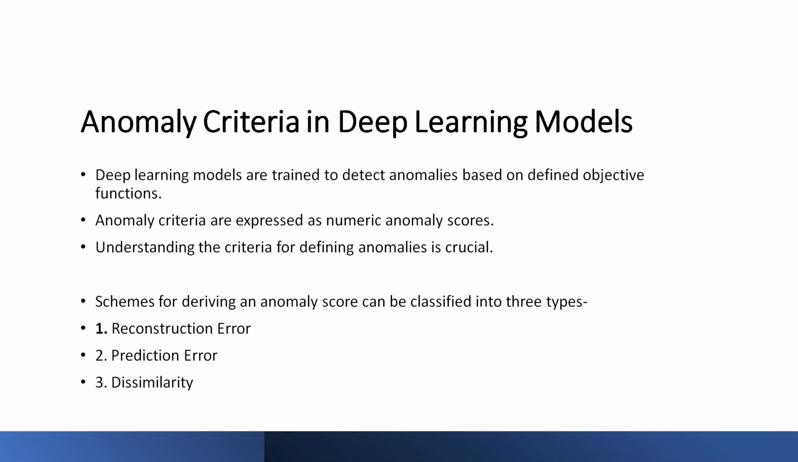So now let's talk about anomaly criteria in deep learning models. Deep learning models are trained to detect anomalies based on defined objective functions. Anomaly criteria are expressed as numerical anomaly scores. Understanding the criteria for defining anomalies is crucial. Schemes for deriving an anomaly score can be classified into three types. First is reconstruction error, second is prediction error, and third is dissimilarity.